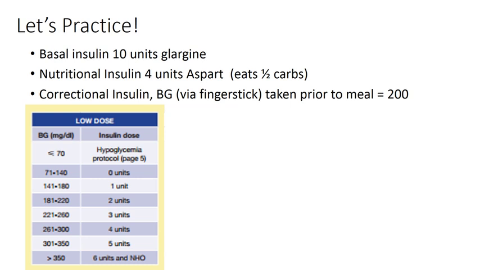So let's practice. If a patient gets 10 units of glargine and they have nutritional units, 4 units of aspart, they eat half of their carbs, and their blood glucose is 200 just before the meal, how much insulin do they get in total? Well, they'll get 10 units of glargine, and then you give the nutritional and the correctional insulin immediately after the meal, so they will get a total of 6 units of aspart after the meal.